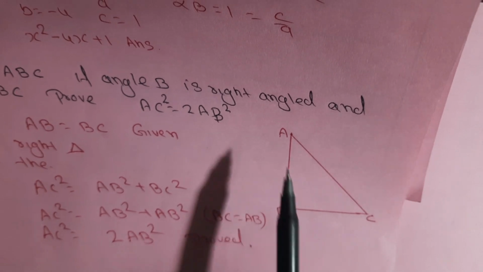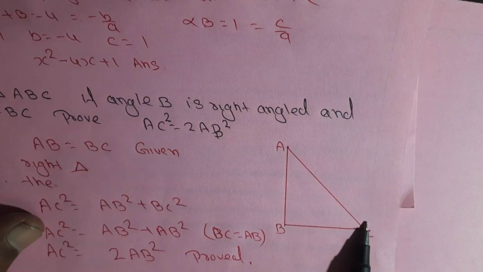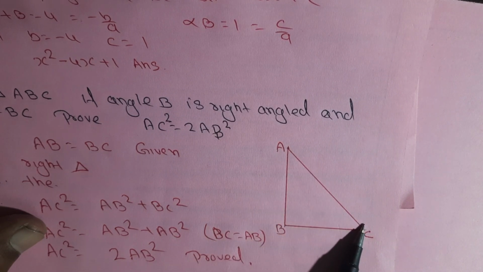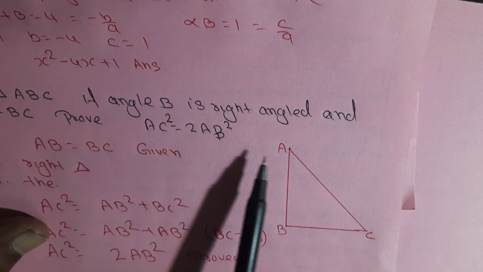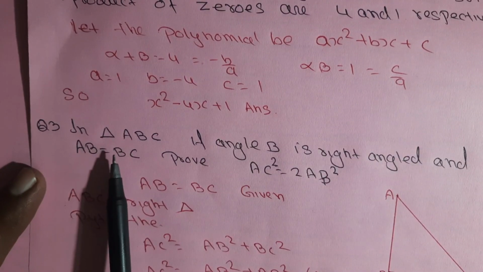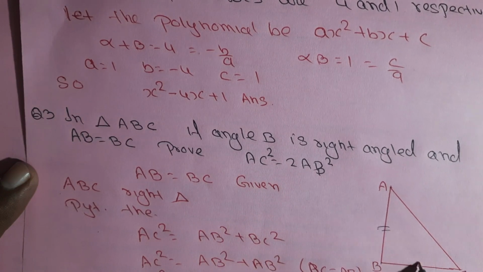Now this is the question. ABC is a right angle triangle. We have to prove that AC square is equal to 2AB square. Since it is a right angle triangle, but here one condition is given that AB is equal to BC. That means this side is equal to this side.